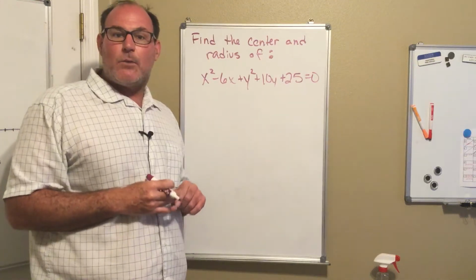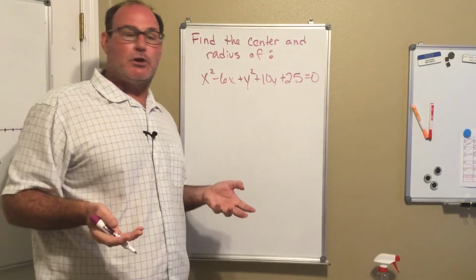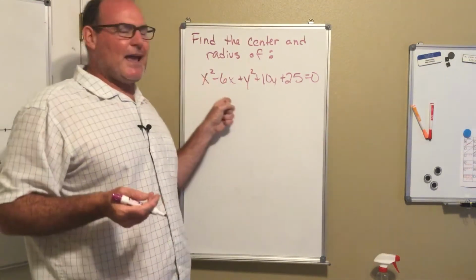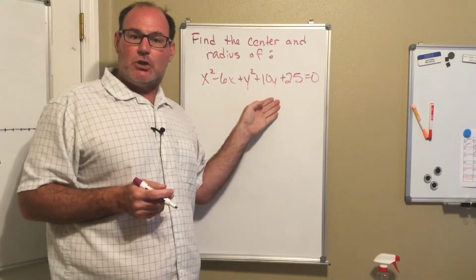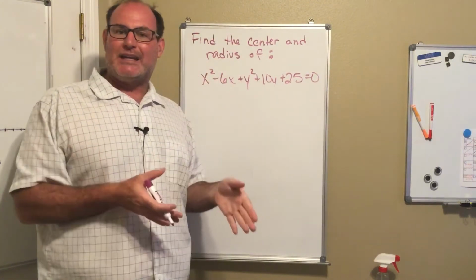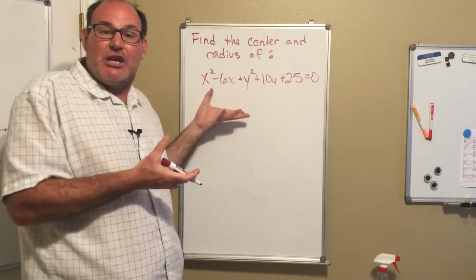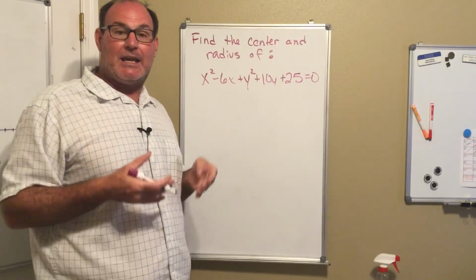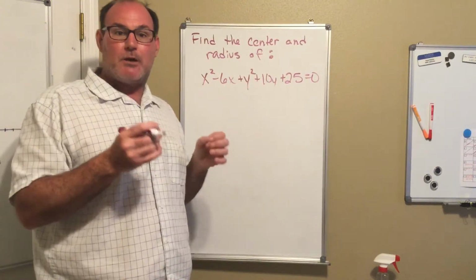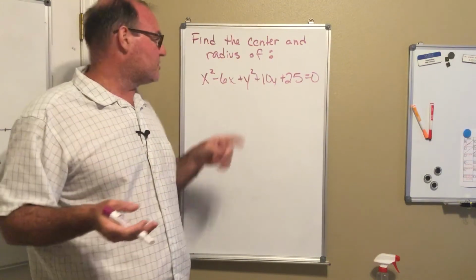All right, the last thing that we are going to do with regard to circles is we are going to be given an equation that represents a circle, but it is not in center radius form. So the big challenge here is going to be to put it in (x - h)² + (y - k)² = r².